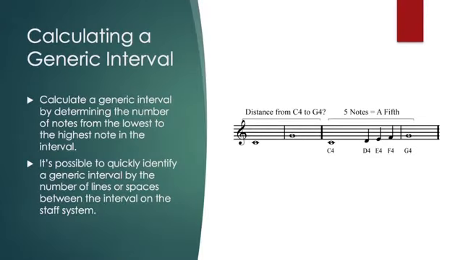So here you can see that the distance from C4 to G4, just happens to be the example I gave you, is a fifth apart. And you do that by simply counting every single note in between the lowest and the highest note in the interval. That's all you have to do. Just count the number of notes. So if you have C4 to E4, it would be a third, because C, D, E. That's 3 notes. C4 to B4 would be a seventh, because you've got 7 notes in there between the C and the B. C, D, E, F, G, A, B.